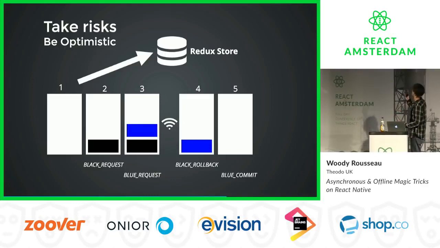So, for instance, in that case, the black request failed. So maybe you want in your reducer to update the UI to reflect that there's been a failure. But it did get out of the queue because the request was sent to the server. And then the blue request actually succeeded. So in most cases, you won't want to do anything in your reducer when it succeeded because you've been optimistic. But maybe you actually need some extra data from the server to update your UI further. So you may want to also listen to this commit action type.